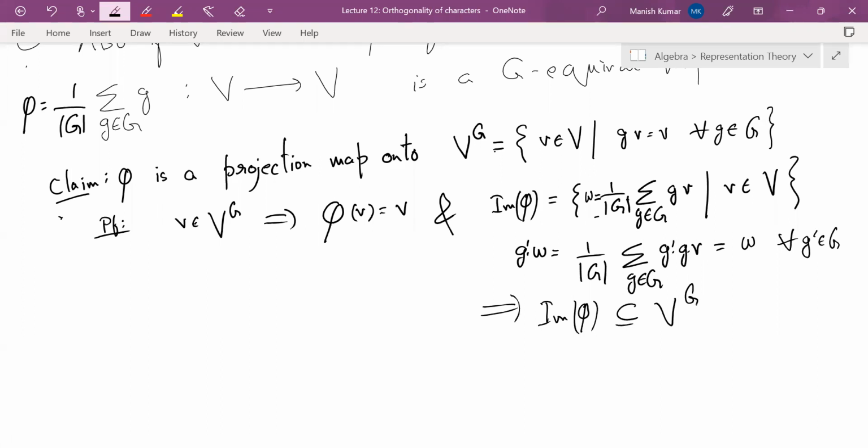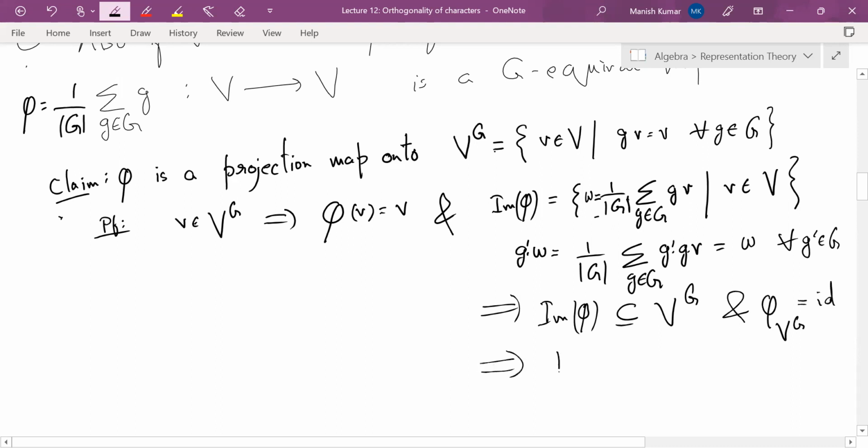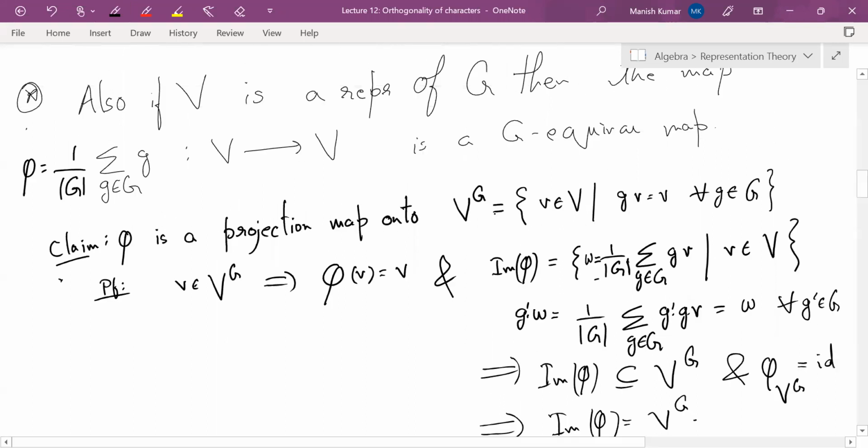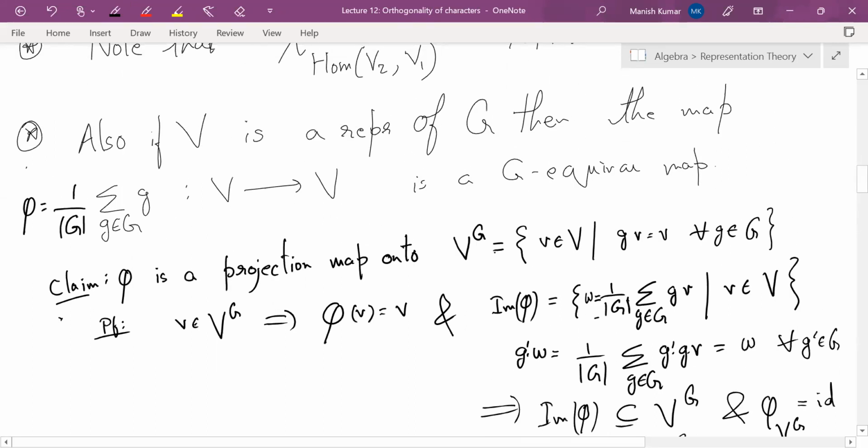and of course on V^G it is identity. So phi restricted to V^G is identity, which implies image phi is indeed V^G. Okay, so it is a projection map. Phi is a projection map.